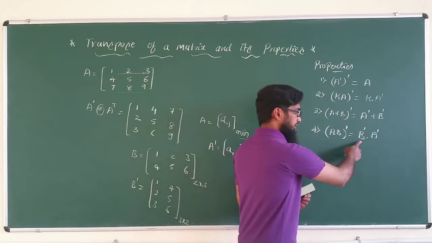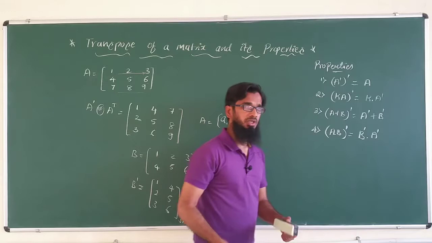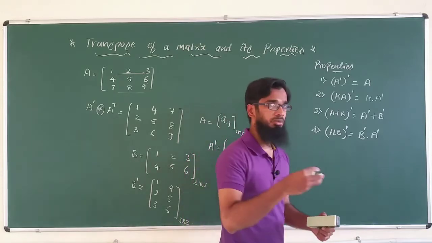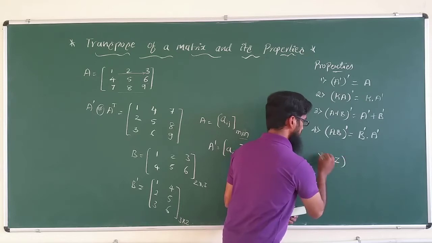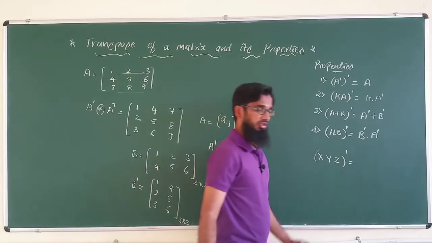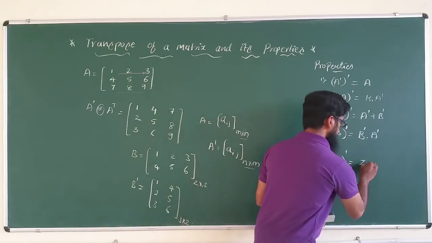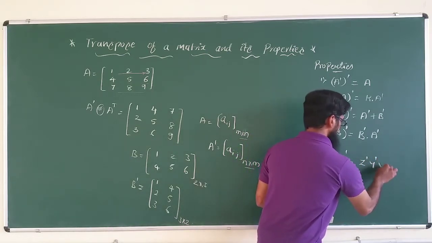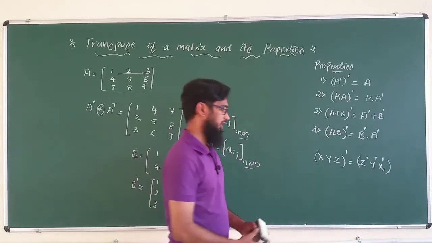If I write A transpose B transpose, it is wrong. For example, if I take three matrices, suppose (X Y Z) whole transpose, I can write this as Z transpose, Y transpose and X transpose. So this way I have to write it.